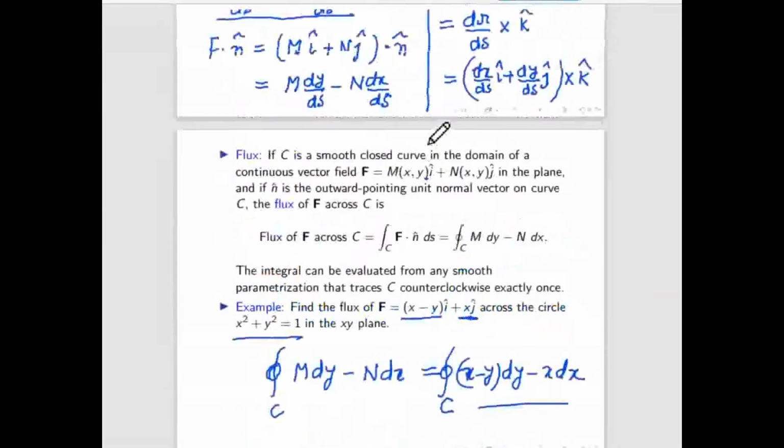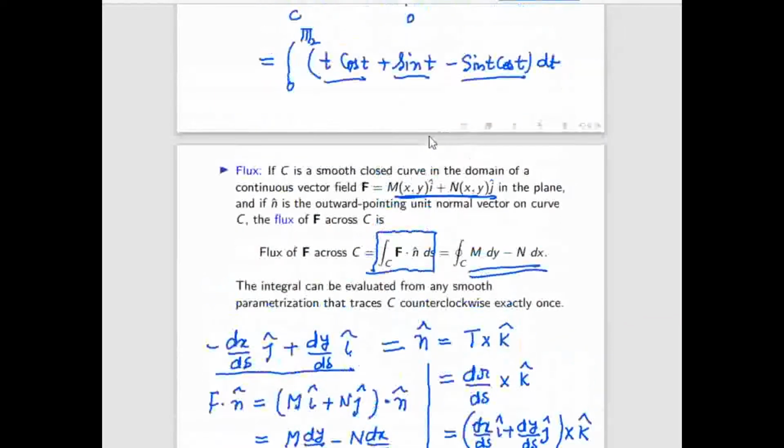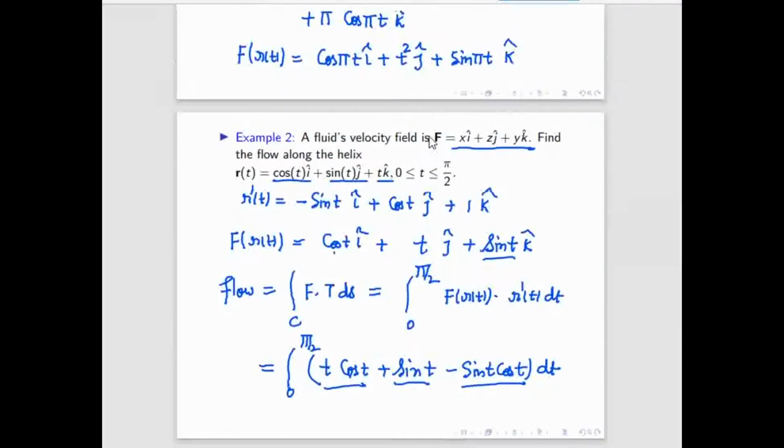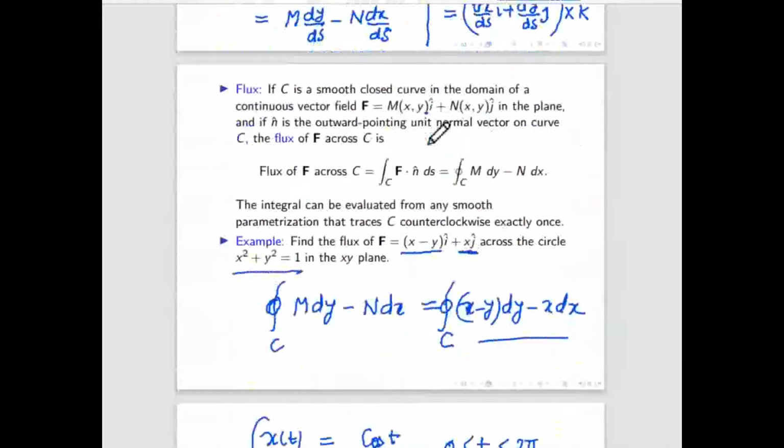So we have seen the application of line integral. What will the line integral represent? It will represent flux. It will represent work done. It will represent flow also. It will represent the circulation also. So in all cases, we have to calculate the line integral only. You can say this is the application of line integral.